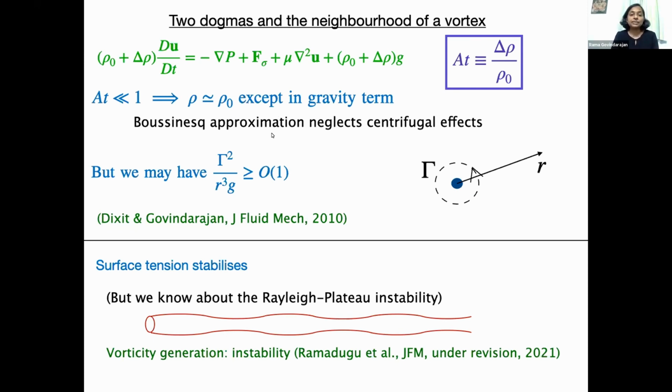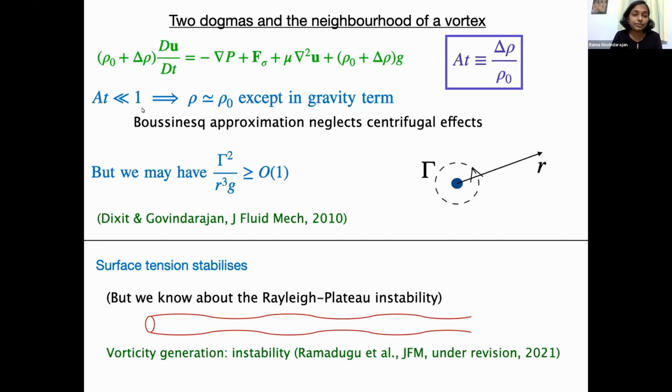Now, the Boussinesq approximation automatically neglects centrifugal effects. And we showed long ago that in the neighborhood of a vortex, the centrifugal acceleration can be written as gamma square by r cube, where gamma is the circulation of the vortex and r is any radial distance. So this force depends on how far you are from the vortex. Suppose you're quite near the vortex and it's quite a strong vortex, then this non-dimensional number can be order 1 or more, and you can think of this as some kind of Froude number. If this number is order 1 or more, then you cannot make the Boussinesq approximation.